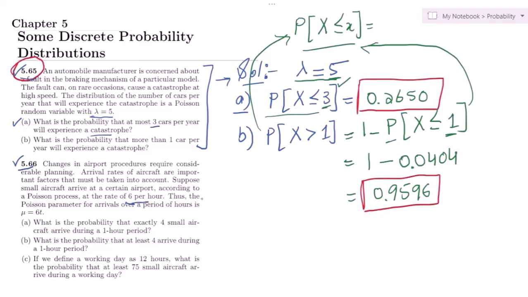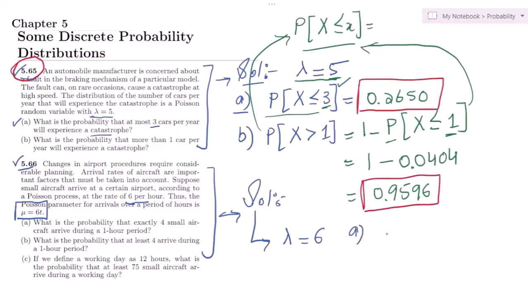So lambda is given. Thus the Poisson parameter for the arrivals over a period of t hours is mu equal to 6t. Here lambda is 6. Part A is: what is the probability that exactly 4 small aircraft arrive during a 1 hour period? So part A is the probability that x is equal to 4, because exactly 4 arrive during a 1 hour period, so lambda will remain the same.